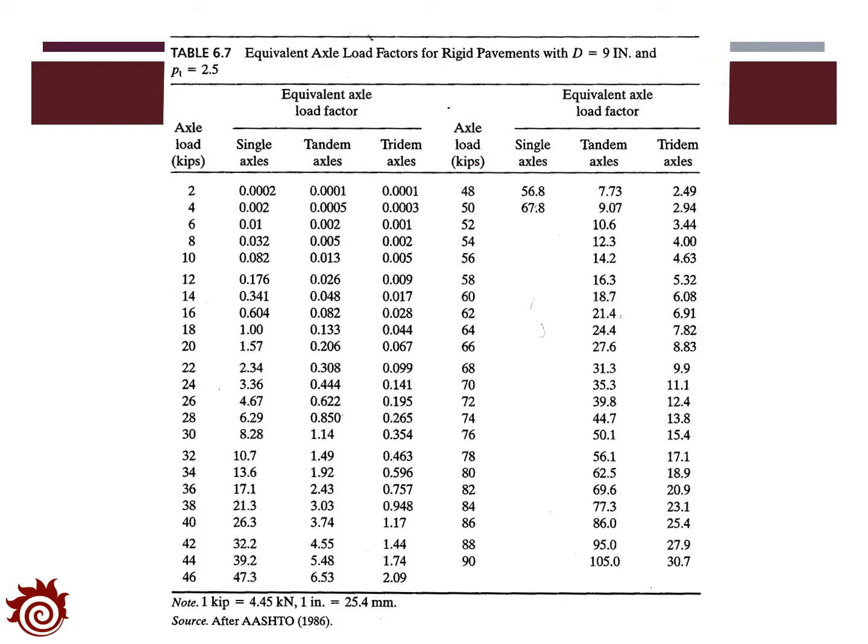This table shows the load equivalency factor applied for the rigid pavement with the thickness of 9 inches and the terminal serviceability of 2.5. In this table, you can find out the LEFs applied for different axle loads and different axle types, including single, tandem, and tridem axles.